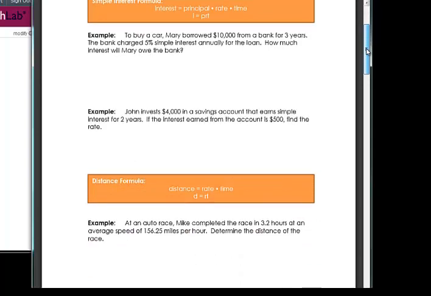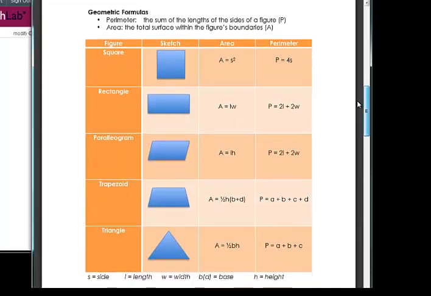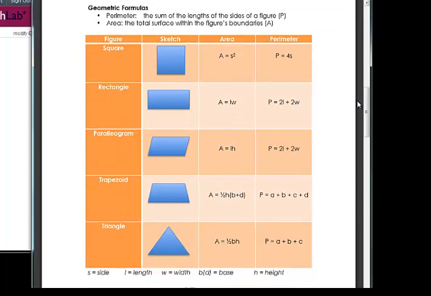But the reason I have you open it now is because there on page 2 is a really nice table of geometric formulas for a whole bunch of different shapes. This table has both perimeter equations and area equations for the square, the rectangle, the parallelogram, the trapezoid, and the triangle. So remember, perimeter is the sum of the lengths of the sides of a figure, and that's usually known as P for perimeter. The area is the total surface within the figure's boundaries, known as A.